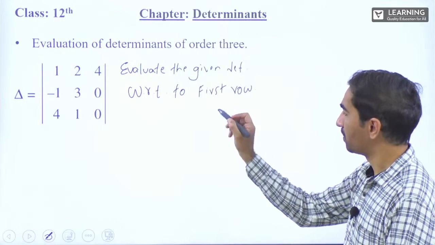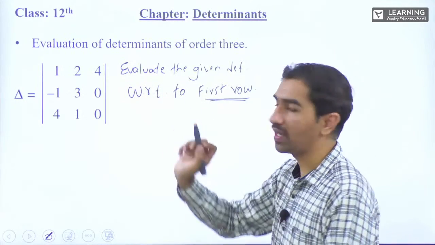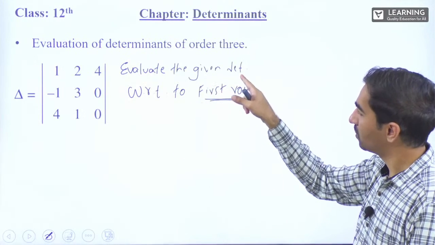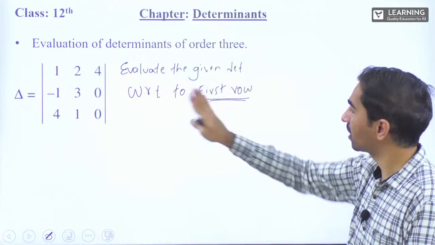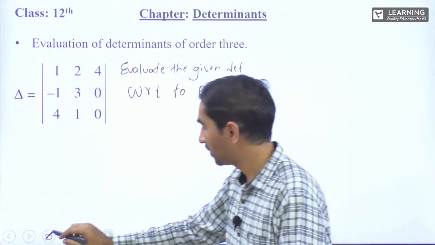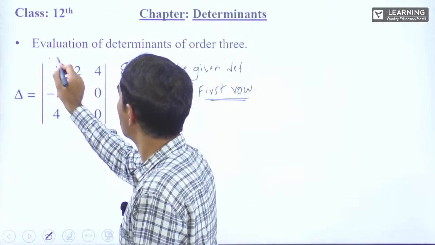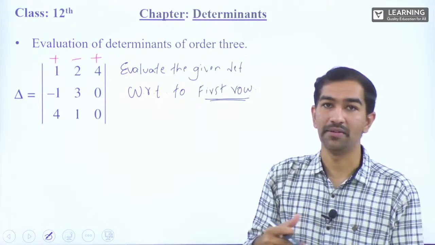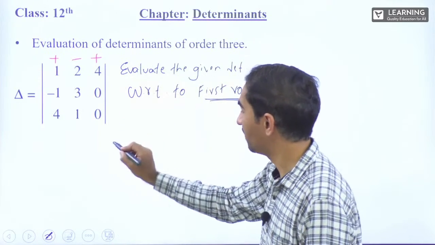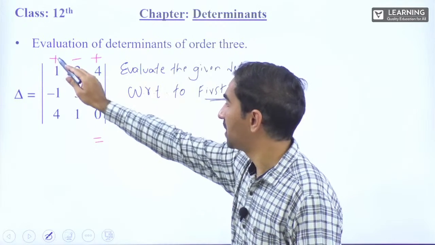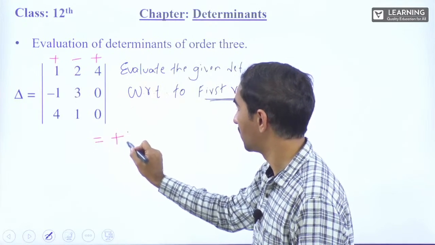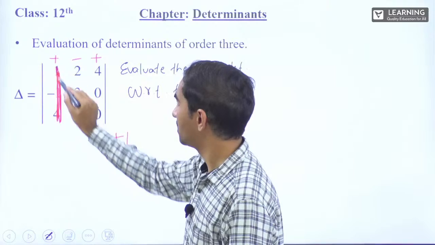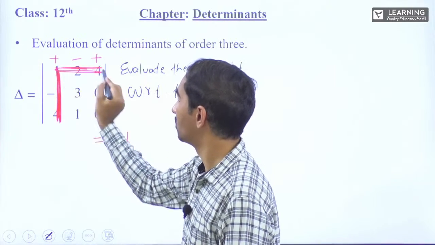With respect to the first row means for the first row you have to write the cofactors, correct? Because you are evaluating the determinant with respect to the first row, right? So for the first row only you have to write the cofactors. For other rows, no need to write the cofactors. So what are the cofactors of the first row? Plus, minus, plus, correct? So this would be the cofactors of the first row. Now try to evaluate this. So how do we evaluate, students? Understand? Plus 1, plus 1. Now what will happen? This plus 1's column and plus 1's row is gone.